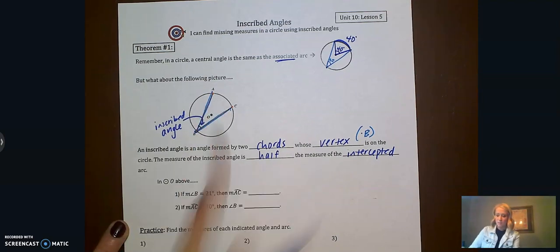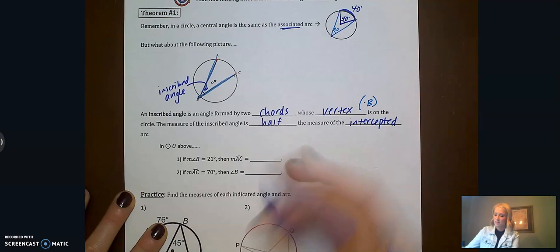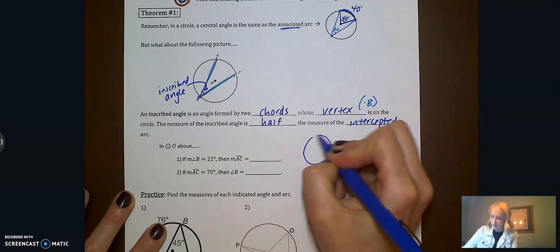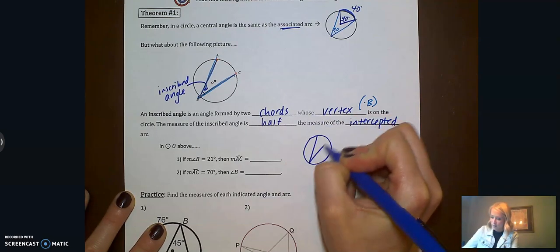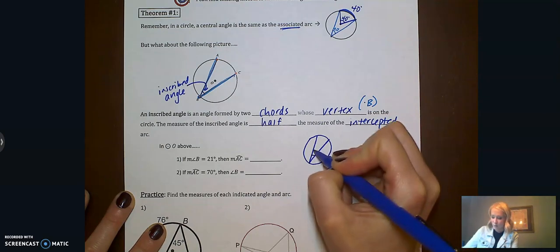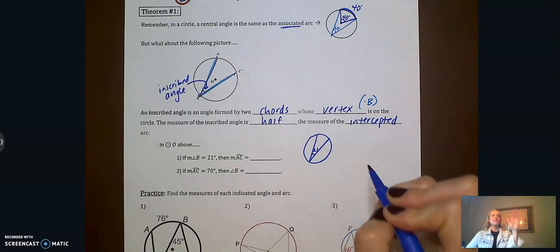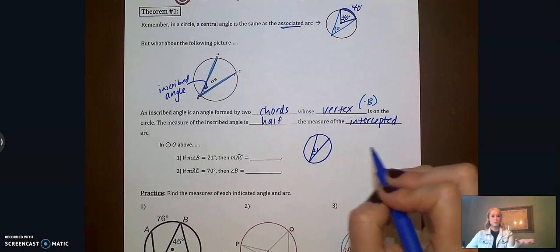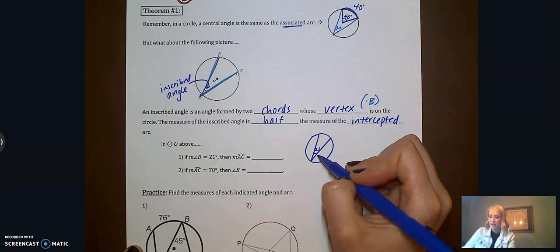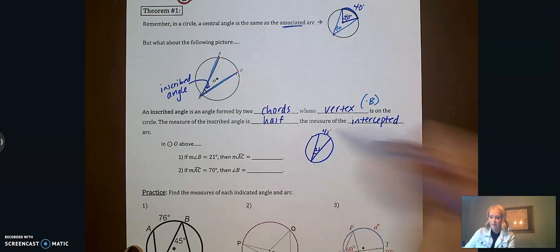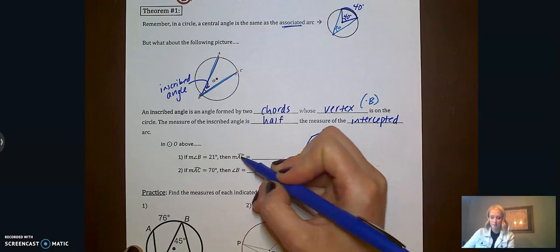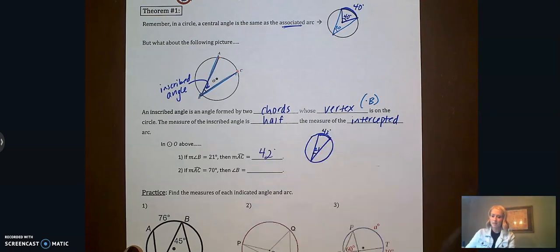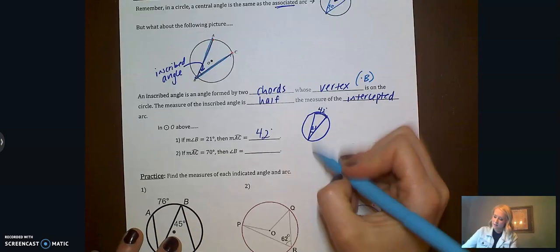So I don't know, let's just use this picture and let's throw some numbers at you. Let's say that, if you want to draw it, you can. So angle B is right here. Let's say that that's 21. You're either going to be dividing by 2 or multiplying by 2. If they give you the angle, you have to double it to say the measure of the arc, which is AC. So be careful there.